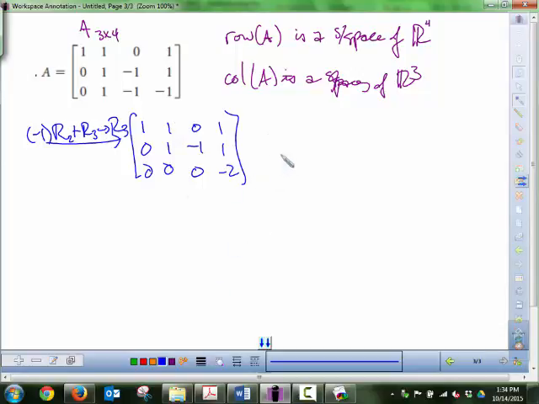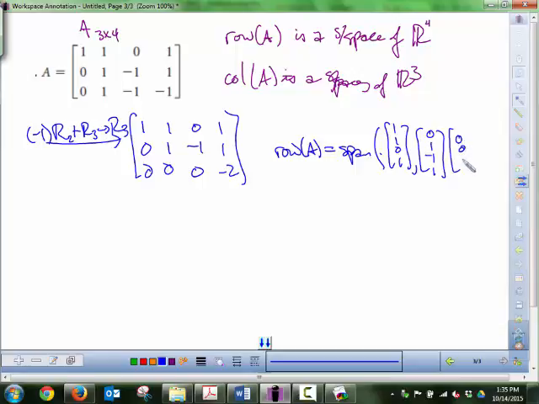So we can say row of A is going to equal the span of, now I need 3 vectors. I can use the original 3 vectors up on top, or I can use these reduced vectors, the rows. So 1, 1, 0, 1, 0, 1, -1, 1, 0, 0, 0, -2. Sorry, I was doing that wrong.